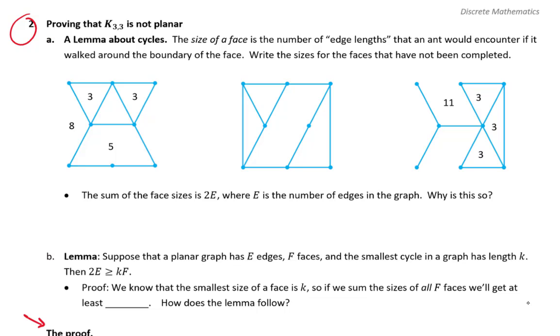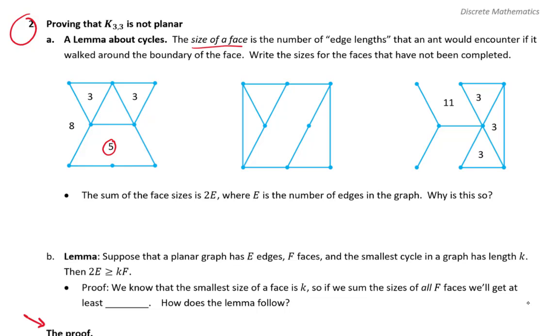A lemma about cycles. The size of a face is the number of edge lengths that an ant would encounter if it walked around the boundary of the face. Write the sizes for the faces that have not been completed. So some of these have. So the 3, and the 5, I'm looking at the graph on the left. Let's look at that 5.